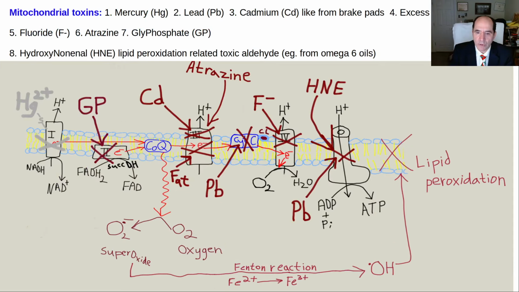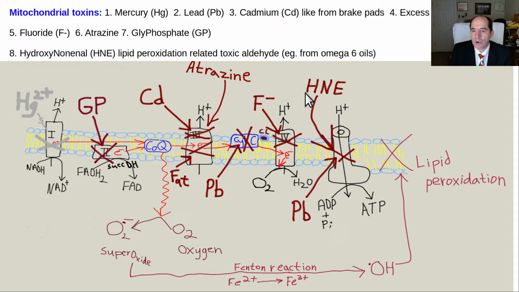So I'm going to show you how this works too if you're iron overloaded. There's other things that inhibit. Some of these I talked about. Glyphosate, we talked about that, sprayed on non-organic soy. Cadmium comes off of brake pads. That's why I won't sit on a crowded street at some outside cafe. I won't do it. Atrazine, sprayed on GMO corn. F- is in your tap water. That's a mitochondria inhibitor. Isn't that great?